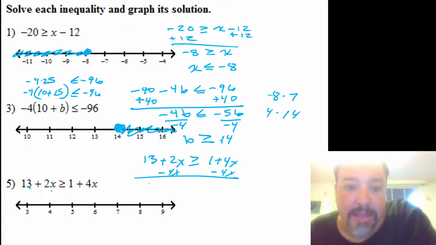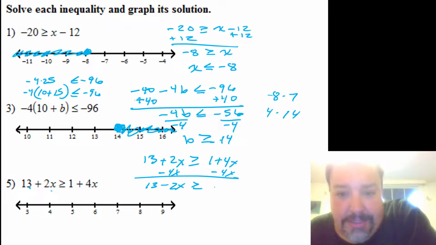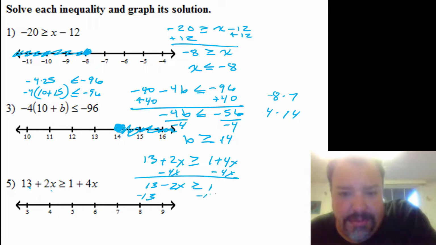And that's going to give us 13 minus 2x is greater than or equal to, so we don't change the inequality sign. We're only changing the inequality sign if we flip the inequality or flip the sides, or if we multiply or divide by negative on both sides. And so here on this side, we're going to have a 1, and then we're going to subtract 13 from both sides. That's going to give us negative 2x is greater than or equal to negative 12.